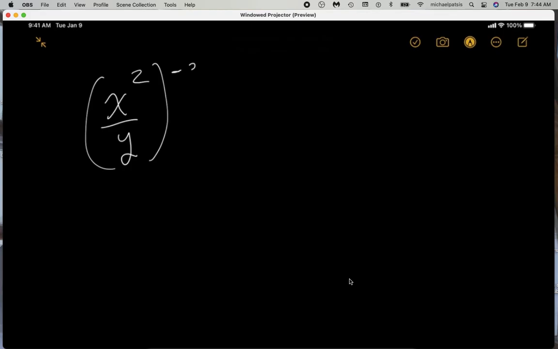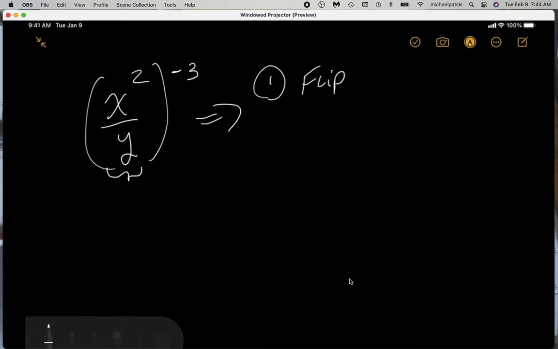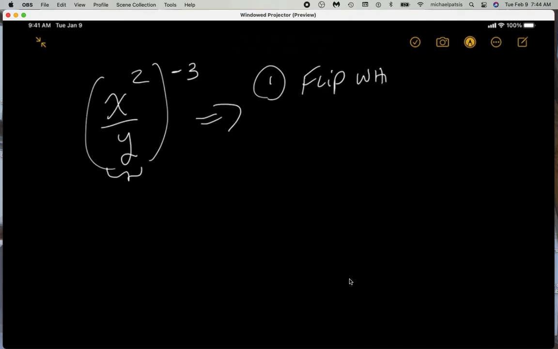And the exponent on the outside is negative. This is how you handle this. You take the reciprocal of what's in the parentheses. Okay, you flip what's inside the parentheses.